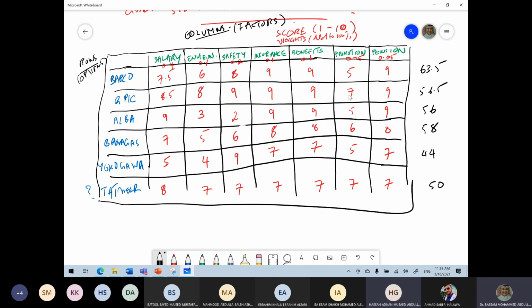I'll calculate again. 16, 9 multiplied by 4. I have a calculator. 36, 43. 43 plus 16 is 59.5. And the first one is 53.5.